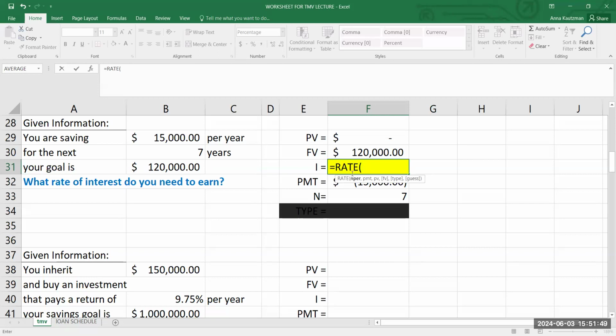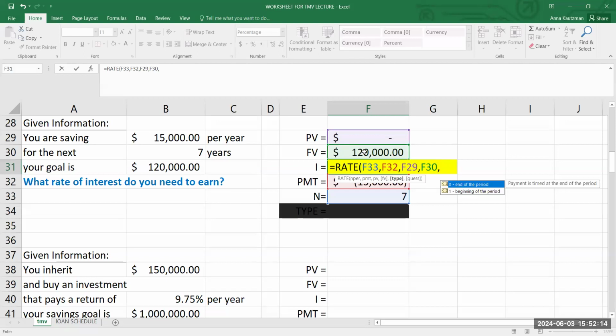Equal rate tells us it would like the number of time periods. That would be 7 years, comma. The payment, we have that as 15,000, comma. Present value is 0, comma. And future value is our goal.